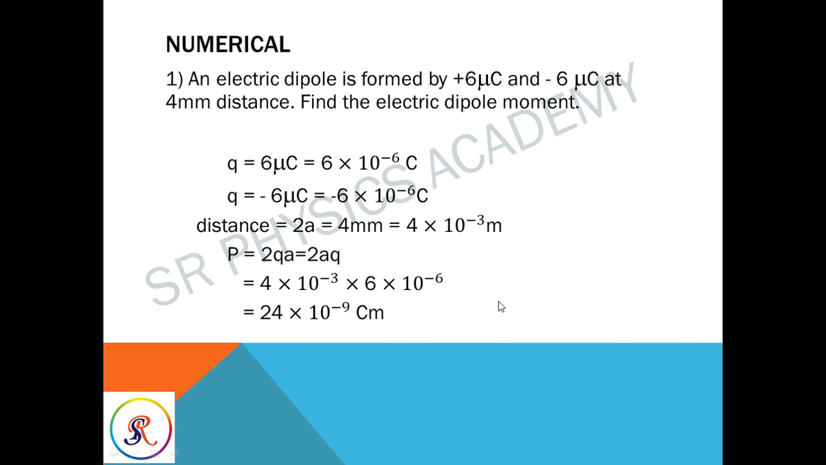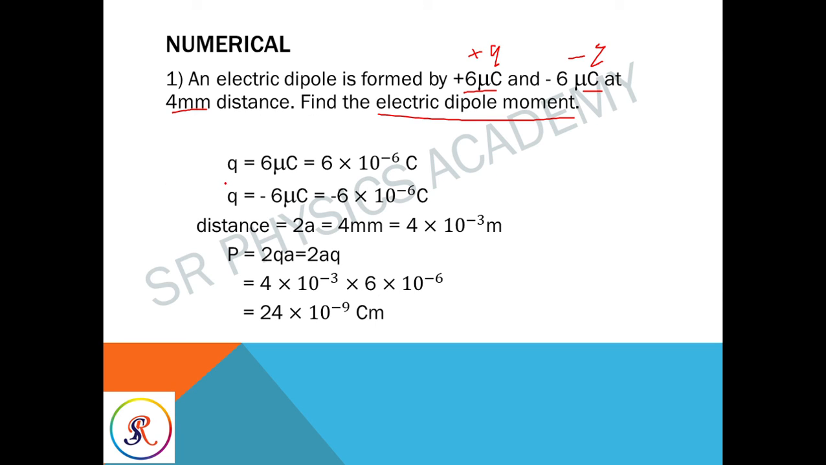Let us discuss this numerical problem. An electric dipole is formed by plus 6 microcoulomb and minus 6 microcoulomb. So they are giving two charge values, this is the plus Q value, and this is the minus Q value. The distance between these two charges is 4 mm. We have to find the electric dipole moment.